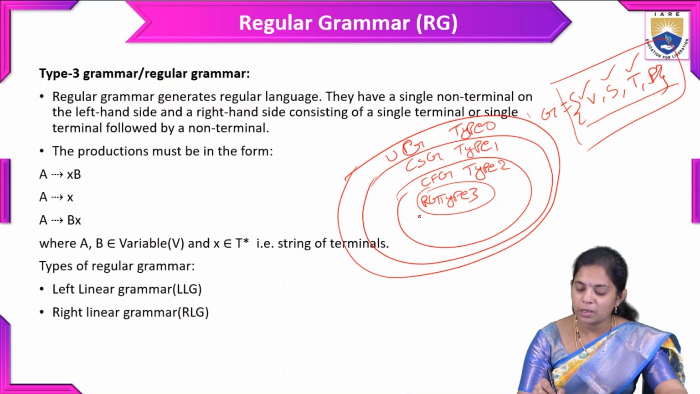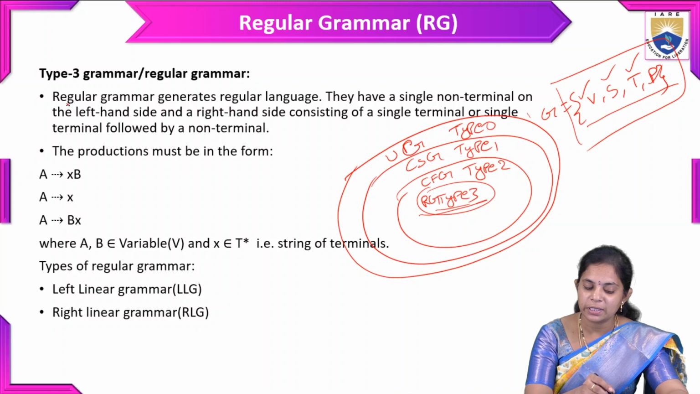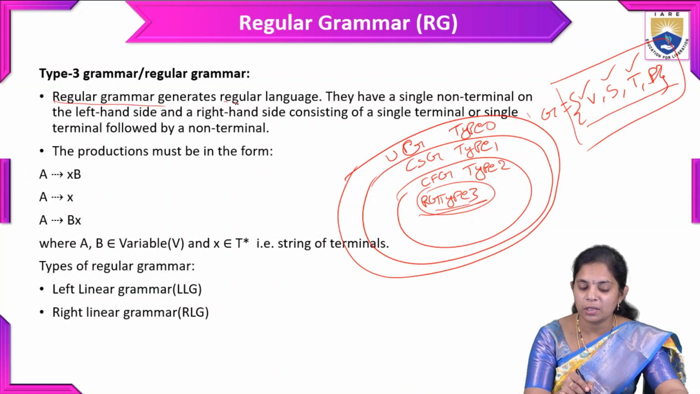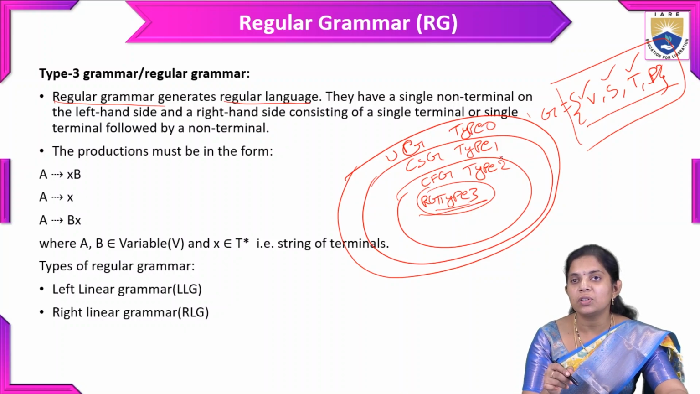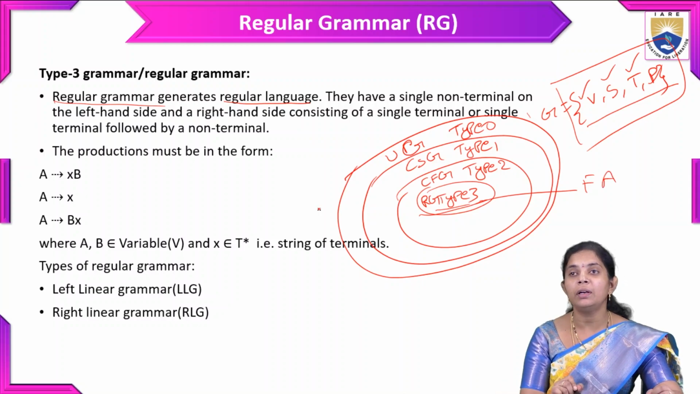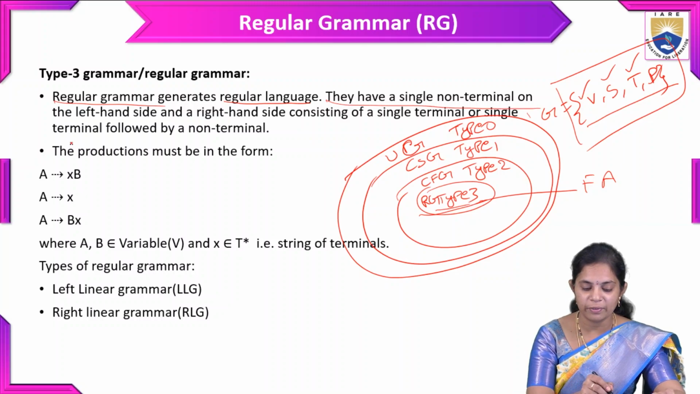In this one we are talking about the regular grammar. Regular grammar is a type 3 grammar. This type 3 grammar is named a regular grammar and generates the regular languages, and the construction is a finite automata. So this is about the regular grammar, and they have a single non-terminal on the left hand side.